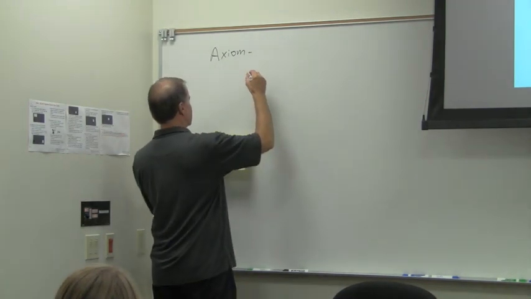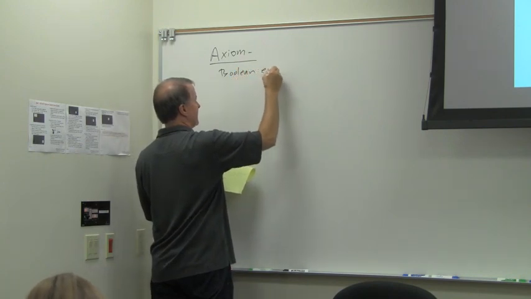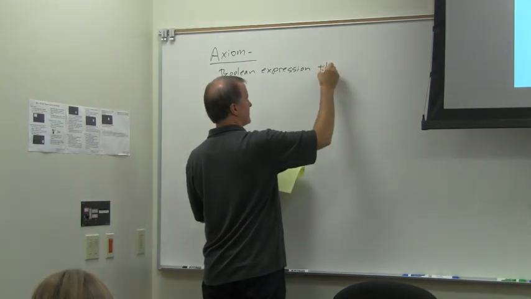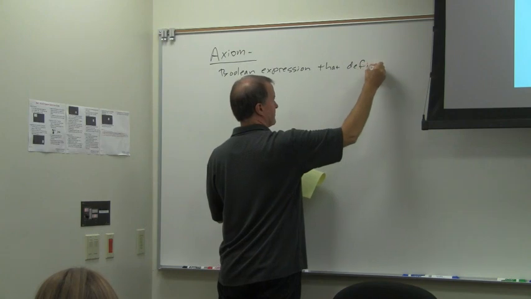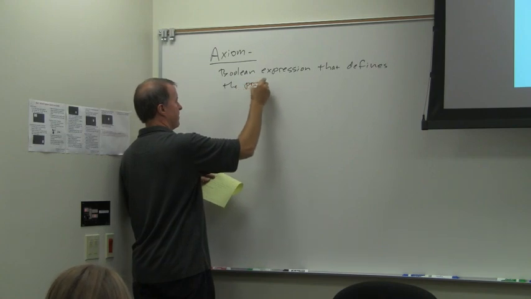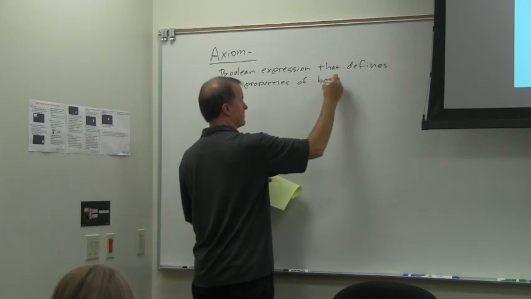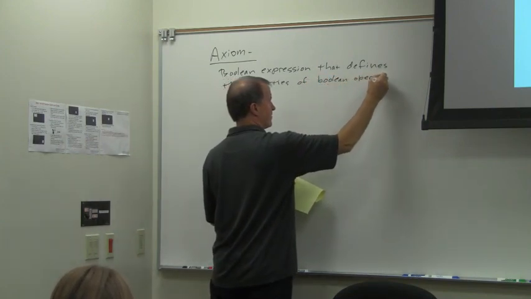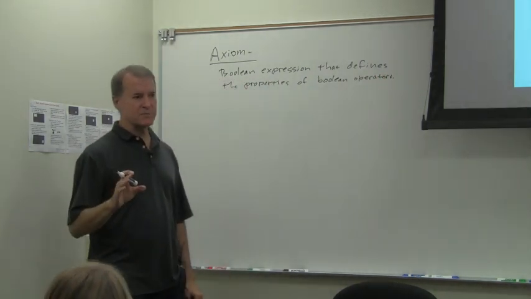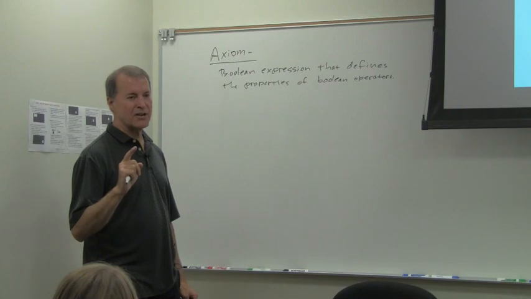So an axiom is a Boolean expression that defines the properties of Boolean operators. Okay? Now here is the key fact about axioms. This is crucial. Axioms are never proved.